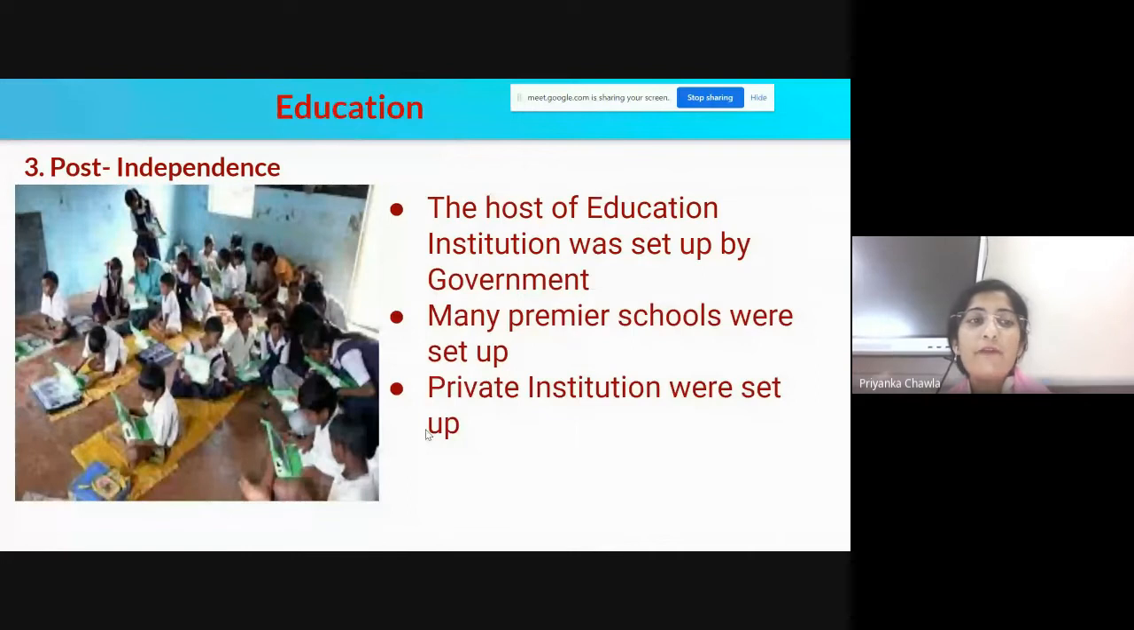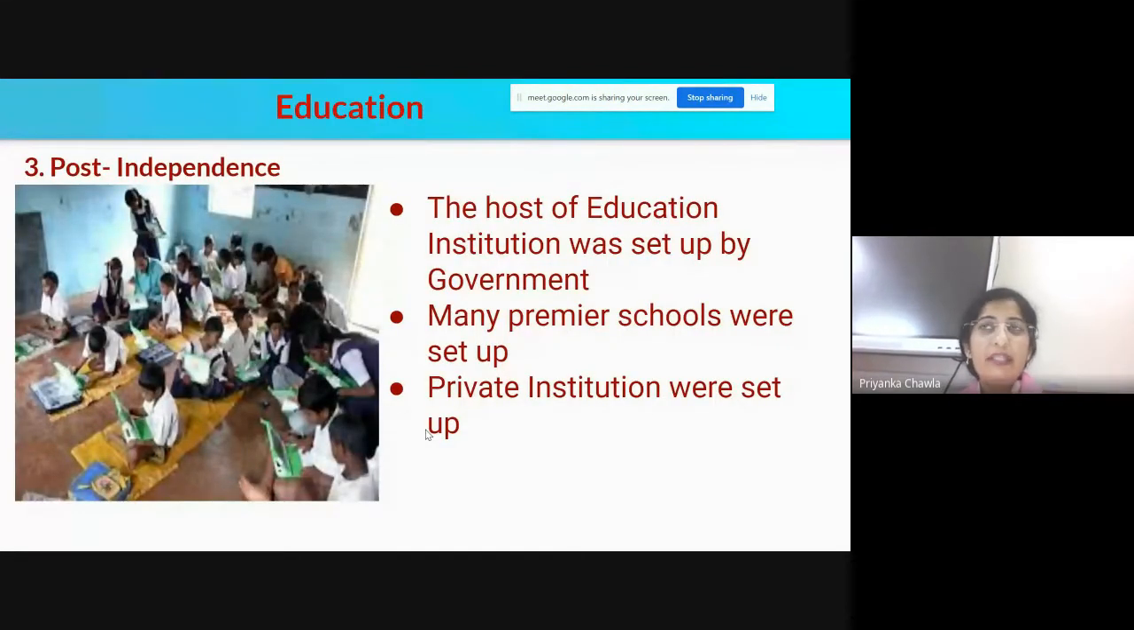The third phase was the post-independence period. In the post-independence period, a host of educational institutions were set up by the government. Many premier schools, government schools, IITs and IIMs were established, private institutions were set up, and quality education was focused on. Even girls' education was emphasized.